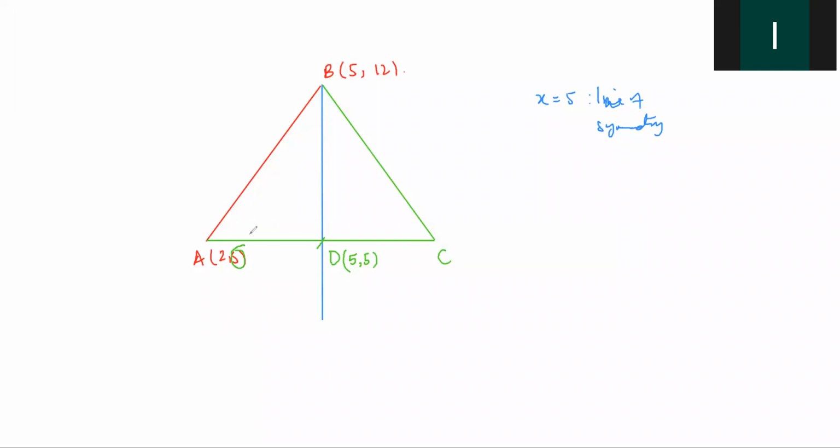Now what is this distance AD? You will see that this 5 minus this 2, that is going to be 3.